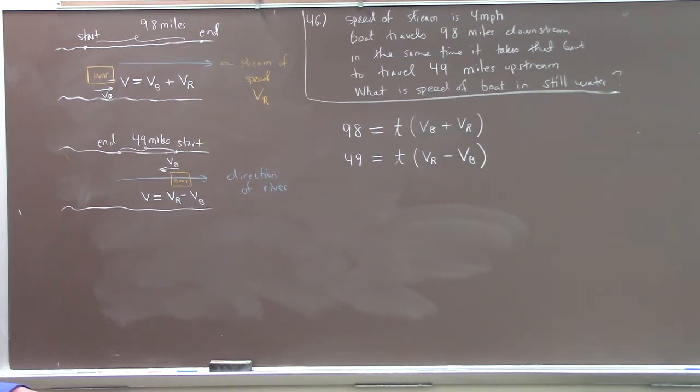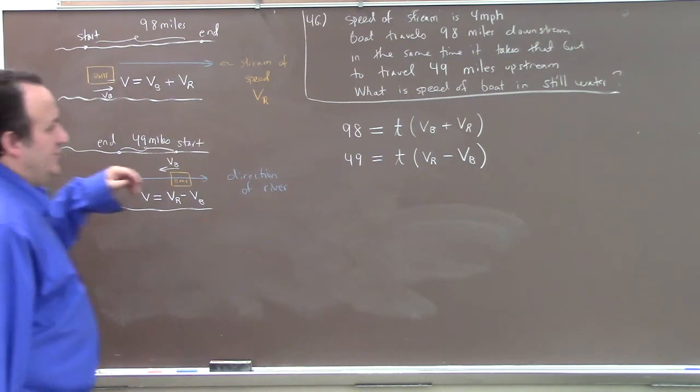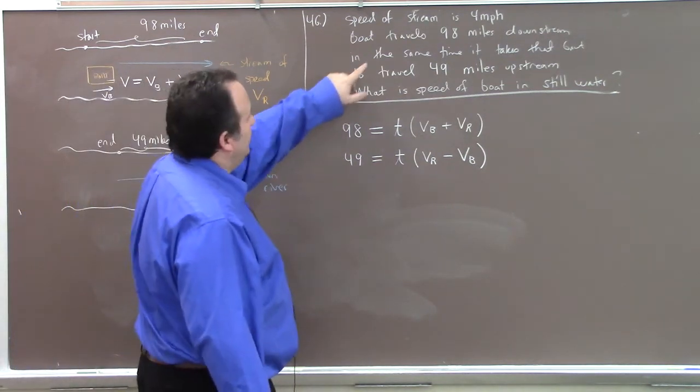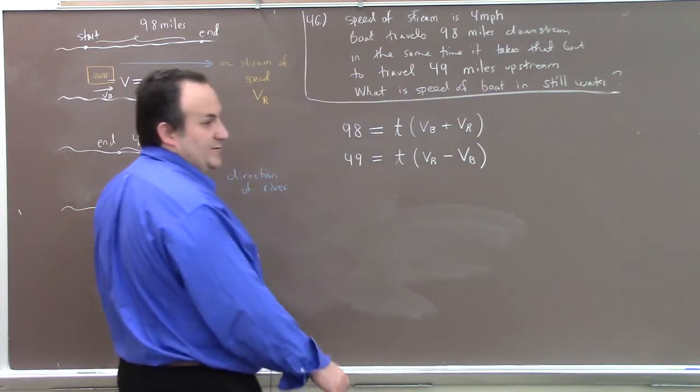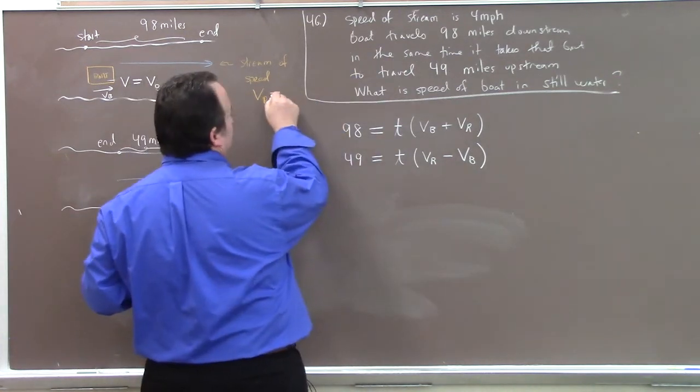Let's see here. Oh, I'm an idiot. What else do we know? I'm completely ignoring it. Is the speed of the stream arbitrary? Is it not known to us by the problem? It says it. I completely forgot about that. So we know that VR, and I changed the stream to a river, my bad, is 4.